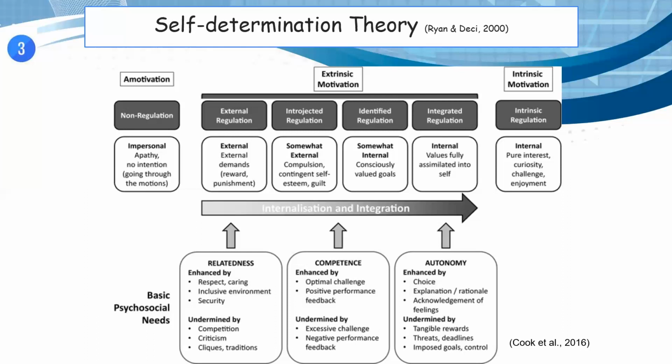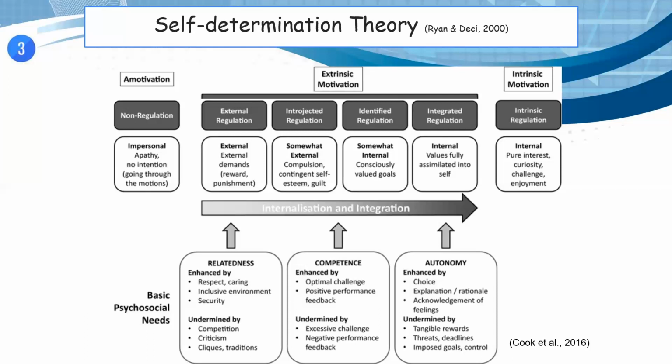Also, threats of punishment are external and undermine autonomy. Deadlines, likewise, and imposed goals that do not align with the desired goals of the individual or of the group. It is also undermined by excessive control or external control.